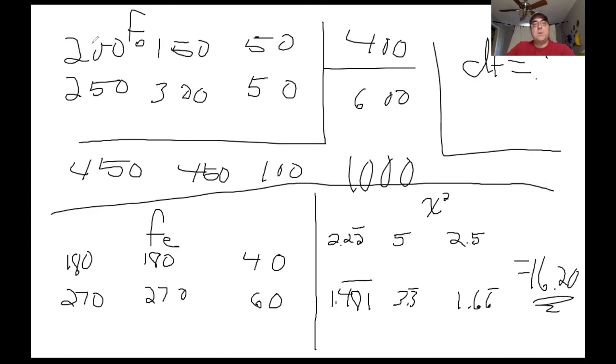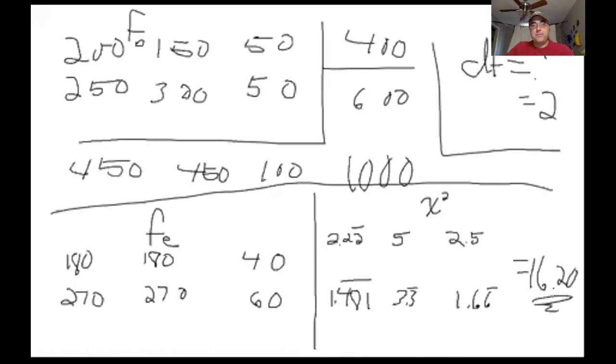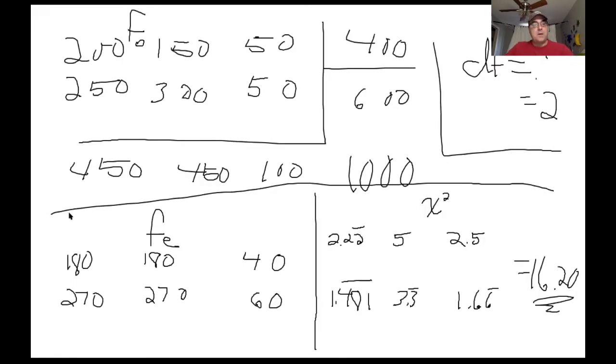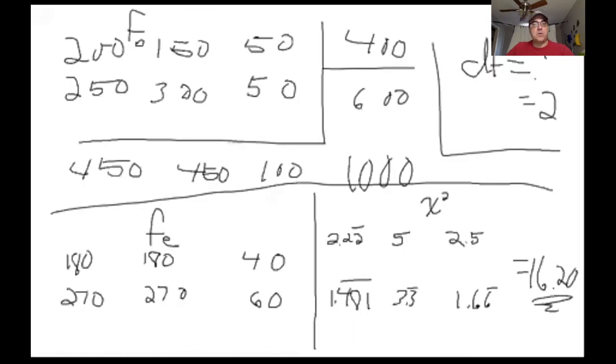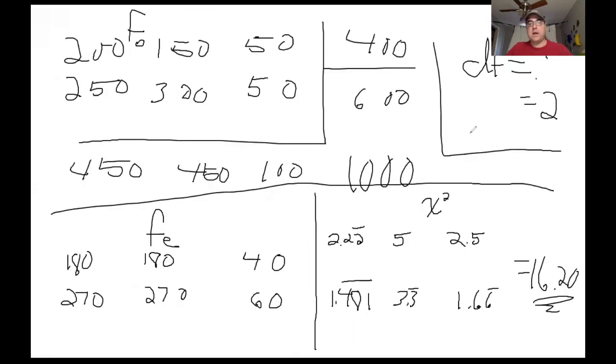Okay, well, we had three columns and 2 rows. 3 minus 1 is 2. 2 minus 1 is 1. 2 times 1, that's just 2 degrees of freedom. What are the small ones? That's absolutely fine. No problem with that. Okay, so looking back at the chart, 2 degrees of freedom at the 0.05 level is 5.991. The chi-square critical value is 5.991.